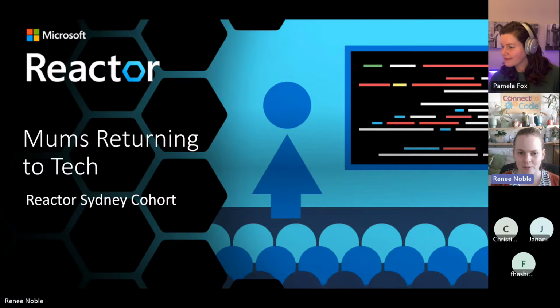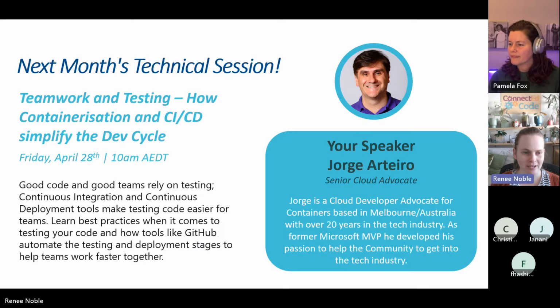Okay, cool. Well, I just have the one slide for what's coming up next month. Next month we'll be joined by George, who's talking about teamwork and testing and how containerization and CI/CD, which is continuous integration and continuous deployment, simplify the dev cycle. So basically talking about a lot of the infrastructure-y stuff Pamela just talked us through, and how it can get automated, how tests can get run automatically, and how containers help us develop easier because it's running on the same environment that it is running on in the cloud.